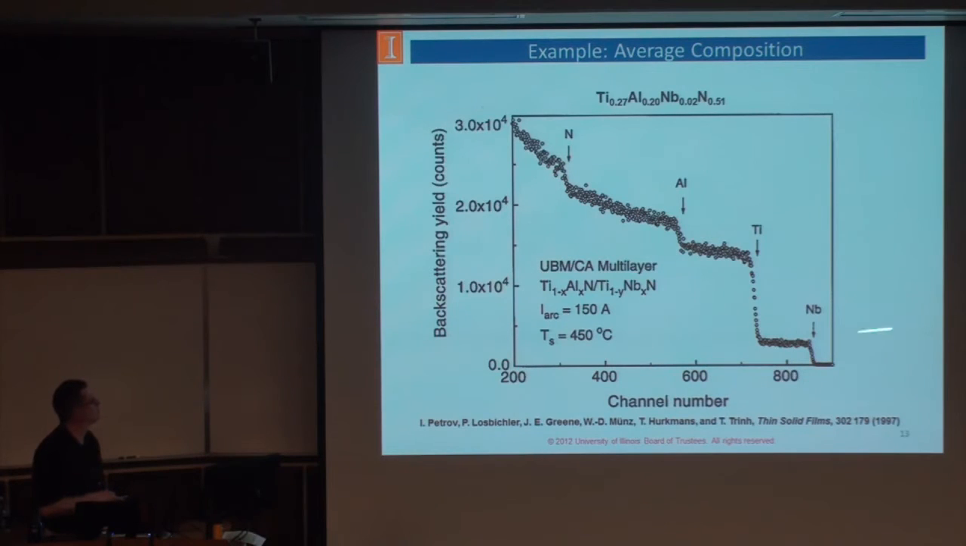And so we have information for the niobium, the titanium, and the aluminum. And so we were able to get an average type composition.